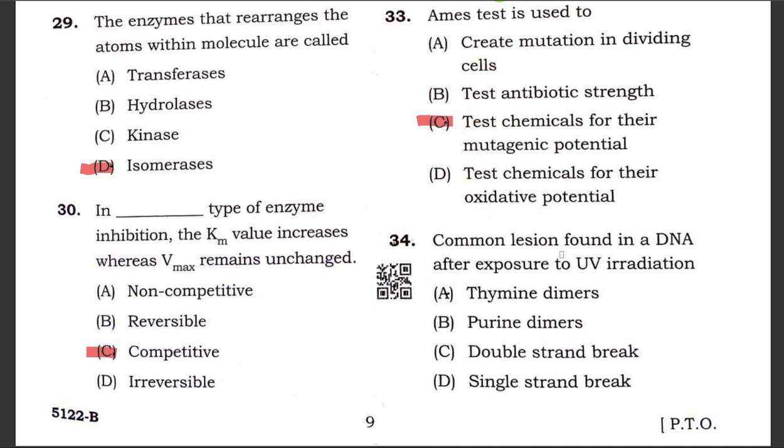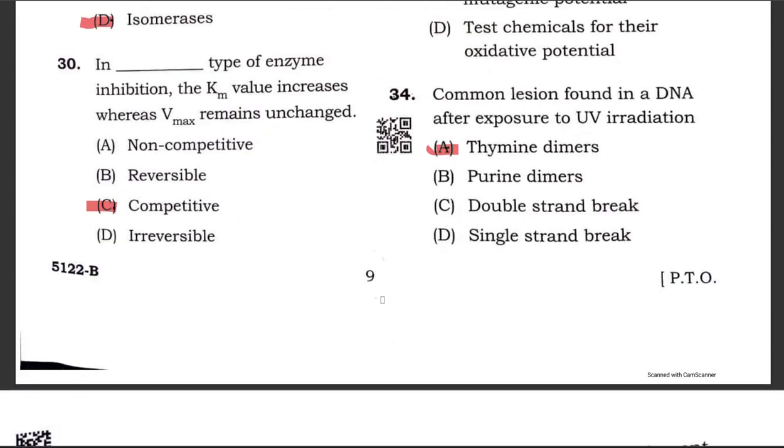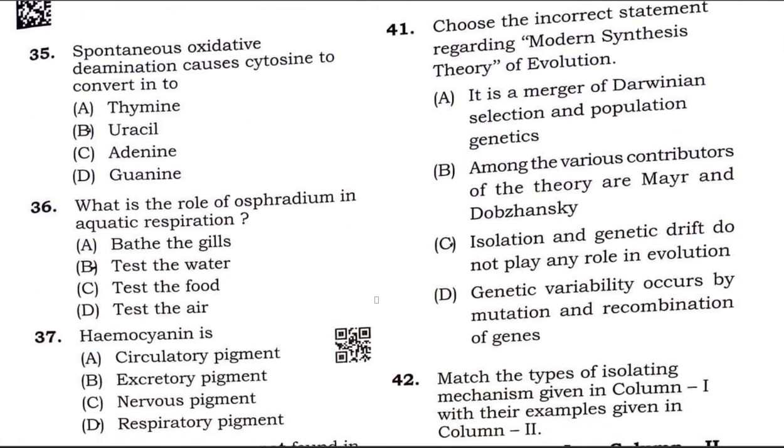Then the common lesion found in DNA after exposure to UV is the thymine dimer, of course. Then the next question: spontaneous oxidative deamination causes cytosine to convert to uracil, of course. What is the role of the osphradium in aquatic respiration? C is the right answer. To taste the food.